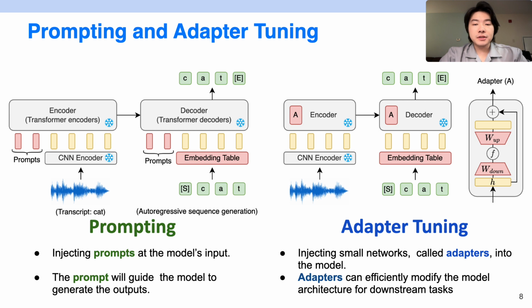And for adapter tuning, adapter means that instead of modifying the input like prompts, adapter tuning will inject some small neural networks called adapters into the pre-trained models. And these adapters will modify the pre-trained model's architecture and its forward process to make it more suitable for your downstream task. And in this paper, we use a typical adapter, which consists of a down projection layer and an up projection layer. And again, only these layers are trainable.